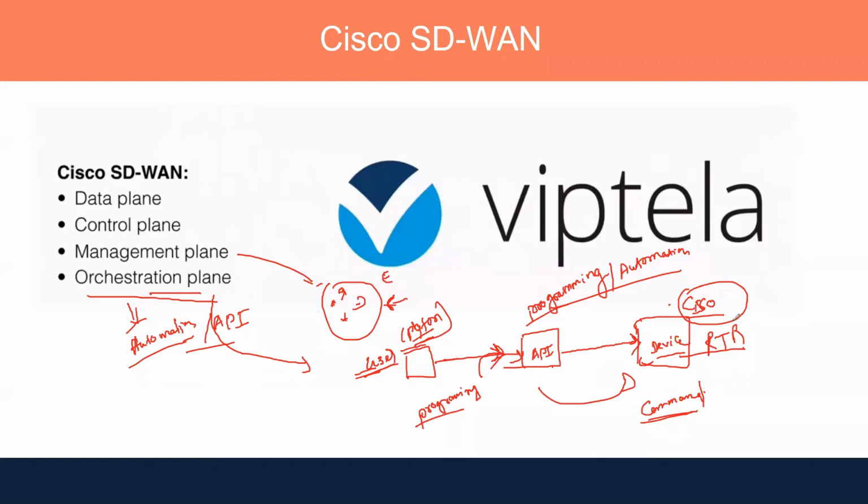Basically there is one API which is very famous, REST API. This REST API is very famous, so any company is developing their API in a REST format. We will talk about this during our automation part, but the orchestration plane is used for automation, and how your automation script interacts with the device is by interacting with the API.